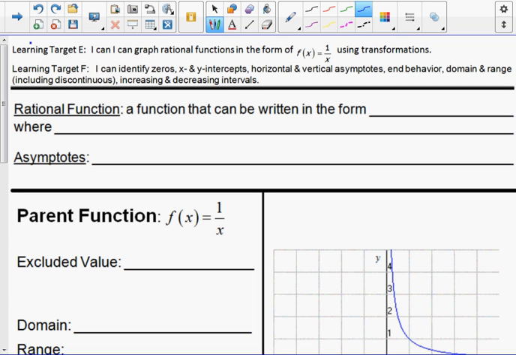Today's lesson is going to be on graphing rational functions using transformations. So to review, a rational function is a function that can be written in the form p of x over q of x, where p of x and q of x are polynomial functions.